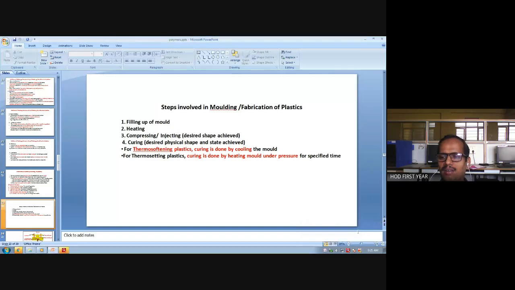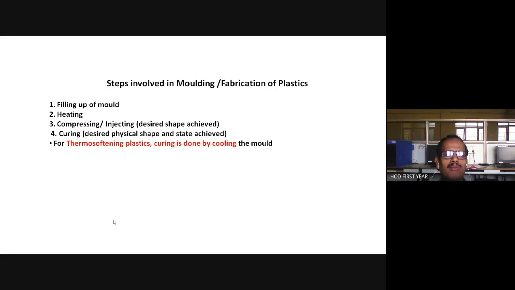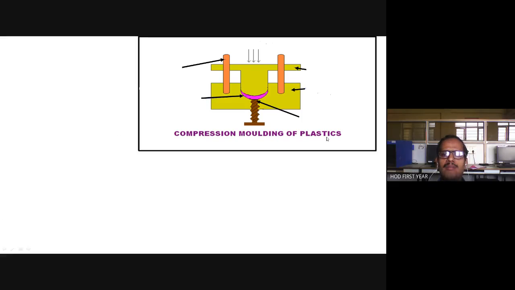So these are the four steps. The examiner will observe, along with a diagram for the mold, an example. Example means which type of articles can be molded. Then advantages and limitations. This is the way you should write. First is compression molding of plastic, the very first method.